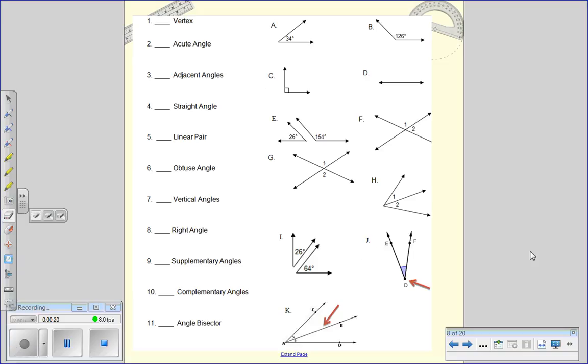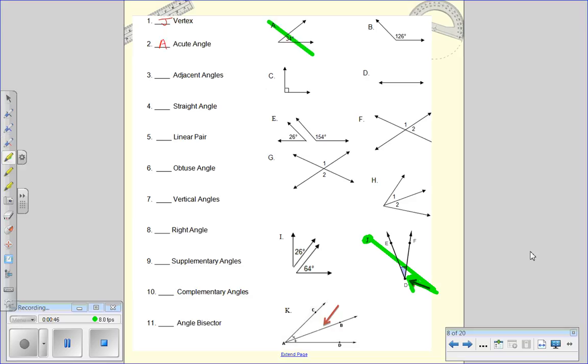Our first word is vertex. We want to look for the picture that has a vertex being pointed out, and that is going to be J. Notice it is pointing to the vertex. So we write J. An acute angle we know is an angle that is less than 90 degrees. And looking at our pictures, the angle less than 90 degrees, that is A.